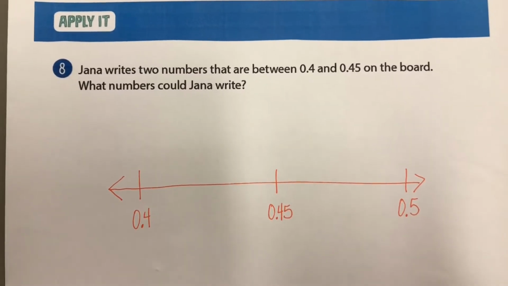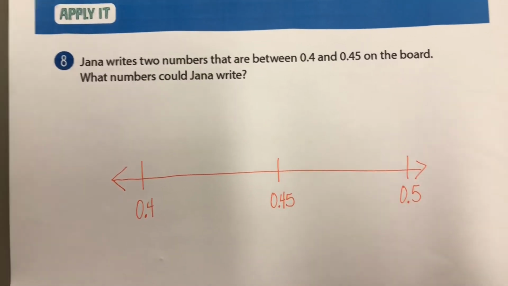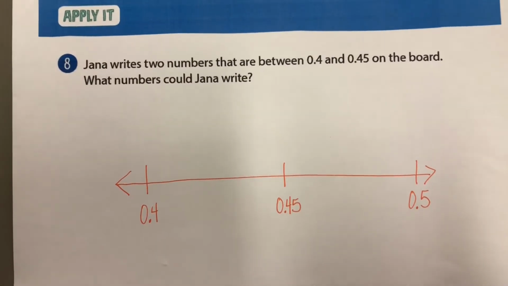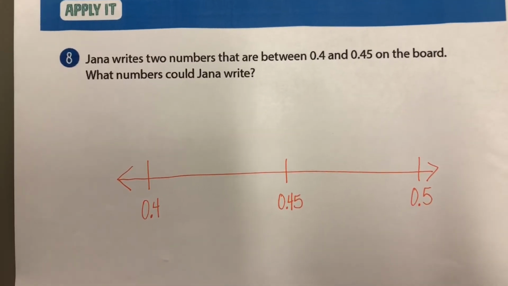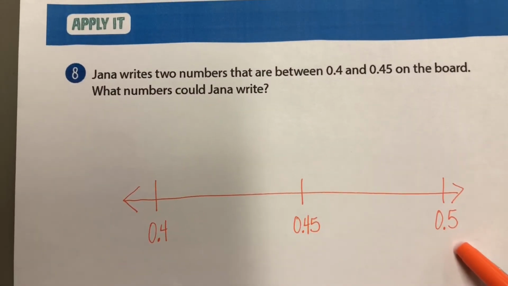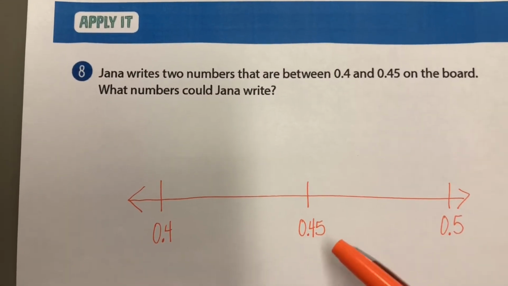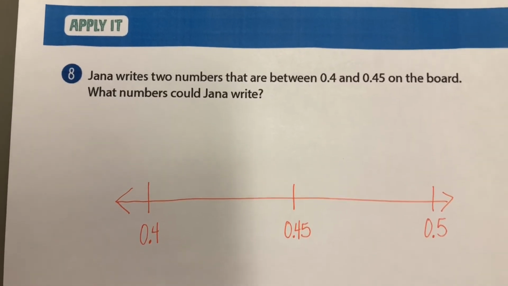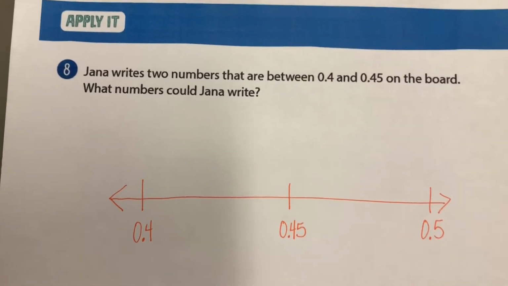So I decided a number line would be helpful to find the decimals between 4/10 and 45 hundredths. I decided to draw my number line just from 4/10 to 5/10 because I knew 45 hundredths would come in between. I'm not sure this is making sense, so let me show you something.